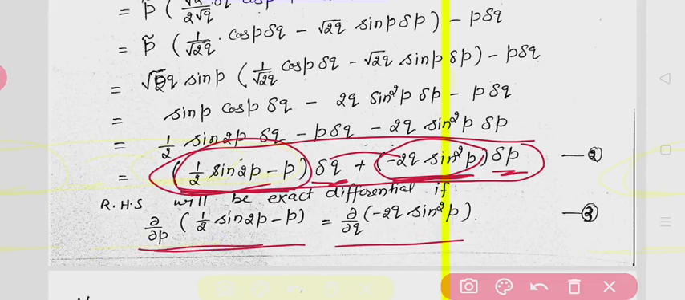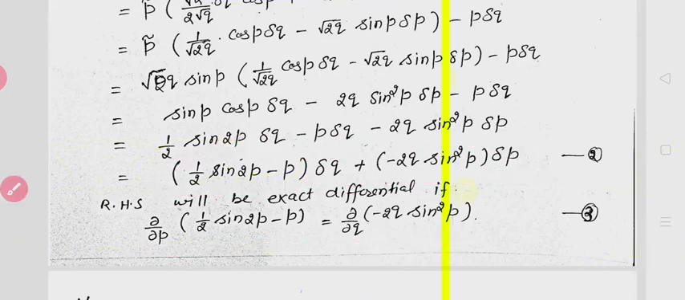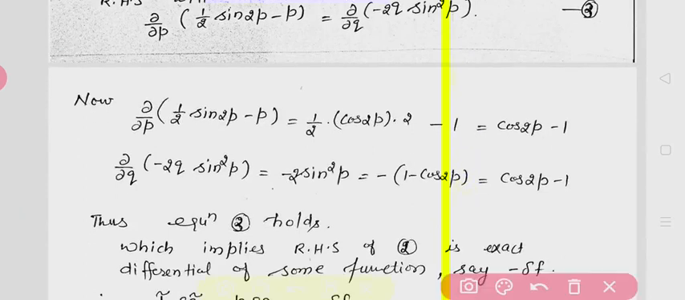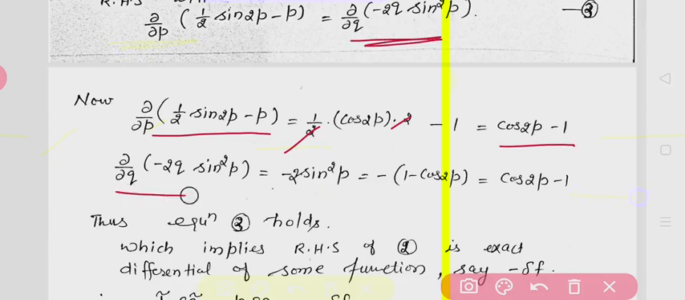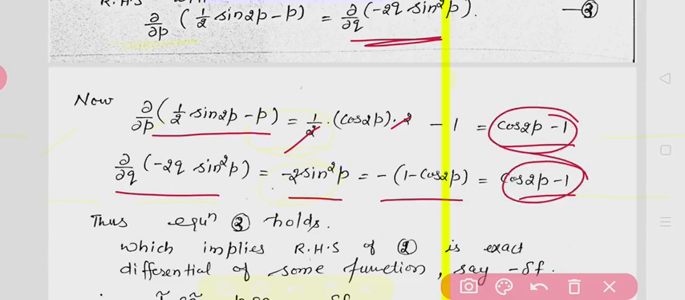So I check that. पहले ये चेक कर देते पार्शियल डेरिवेटिव क्या आता है निकल के और फिर ये चेक कर लेंगे. So I check one by one. Now when you take the partial derivative of this thing with respect to p, it will be 1 by 2 cos 2p into 2 minus 1. The 2 will be cancelled out and you get cos 2p minus 1. And the partial derivative of minus 2q sin square p with respect to q will be minus 2 sin square p. So minus 2 sin square p will be 1 minus cos 2p, or you can say cos 2p minus 1. So these two values are the same.